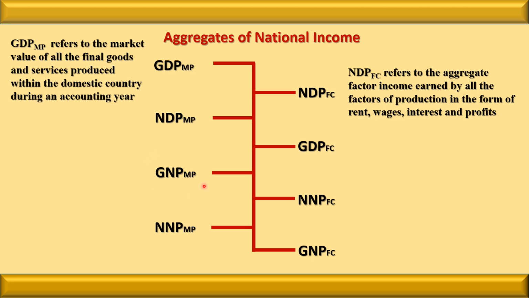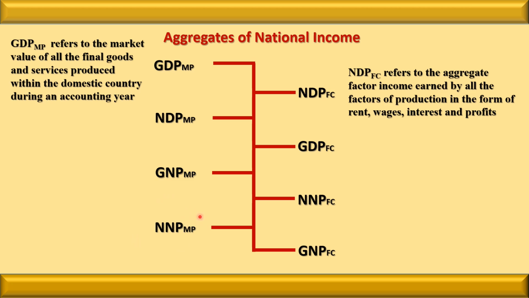To find out this, in this definition, here G and G is same. The only difference is D and N. D means domestic and N means national. To find out the national, what we have to do, we have to add NFIA. So in this definition, we only have to add including net factor income from abroad. So what will be the definition? GNP-MP is the market value of all final goods and services produced within the domestic territory during the accounting year, including net factor income from abroad.